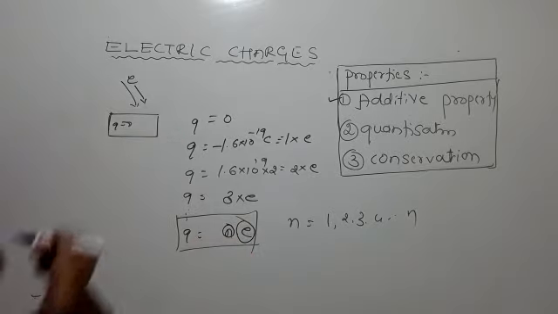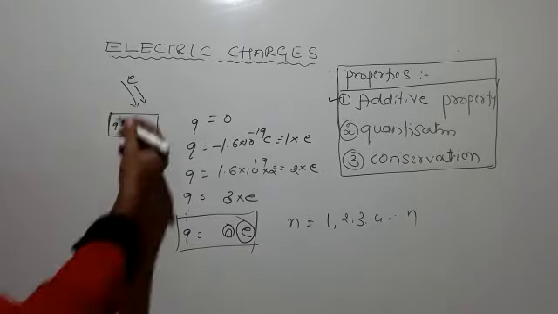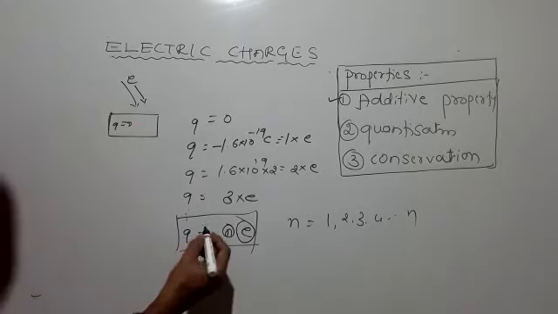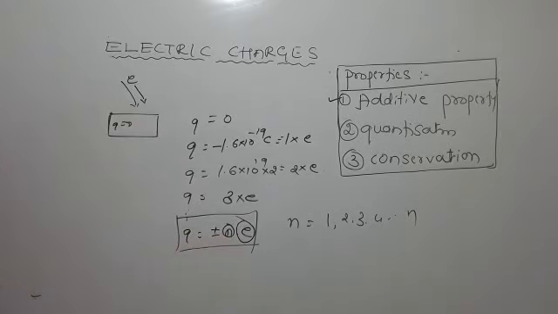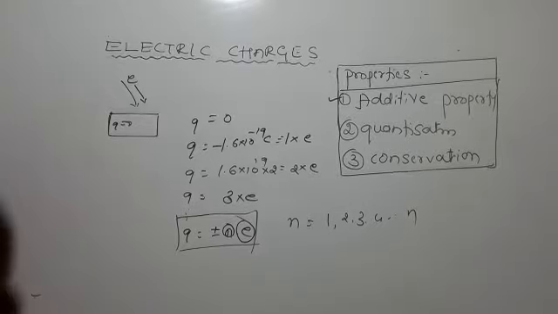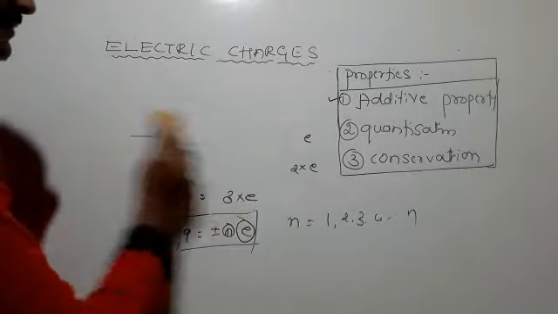If it is negatively charged, take it as minus. If it is positively charged, take it as plus. Therefore, you can write plus or minus n into e. Okay, let's consider an example.